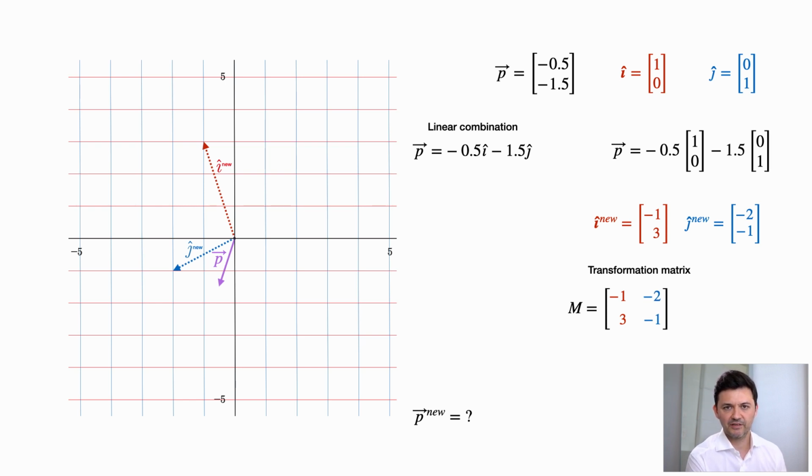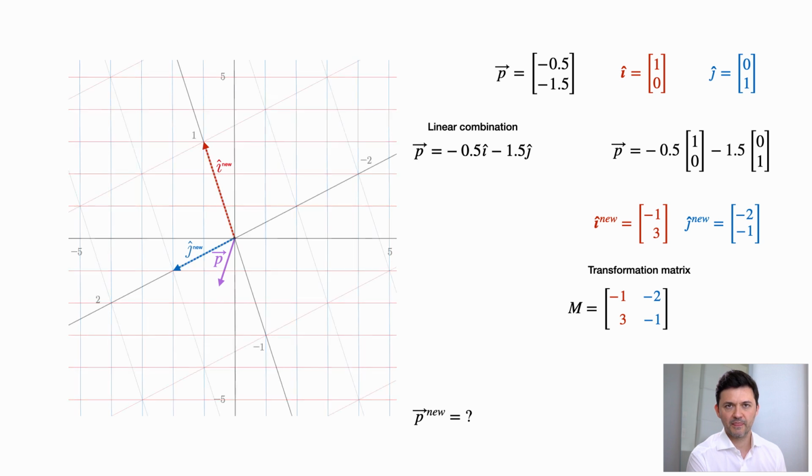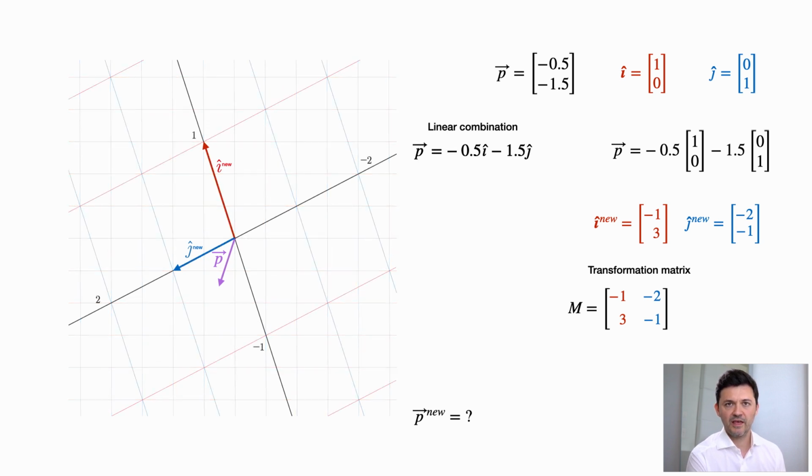When we apply the matrix to the space, the whole space gets transformed, and now i hat new and j hat new are the basis vectors of this new space. On this picture, I still haven't removed completely the old space. You can still see the grid lines, although they are now marked in light gray. So how can we compute the coordinates of the p new?